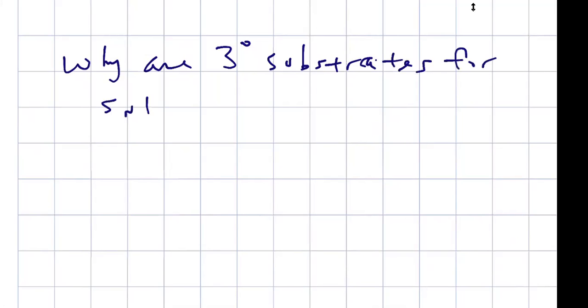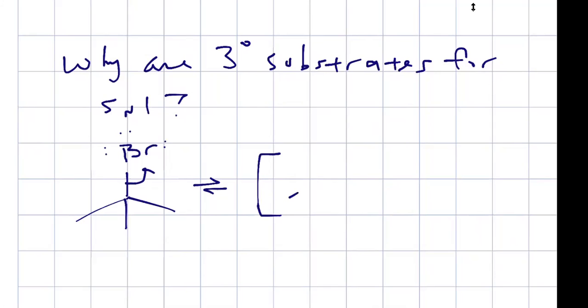I'm sure somebody already knows the answer to this. Somebody's thinking about it. Is it because it's more stable? The more stable intermediate, right? The SN1, let's just take the same one we were looking at. So here's my leaving group, right? First step is the loss of that leaving group. So you get this carbocation intermediate right here.